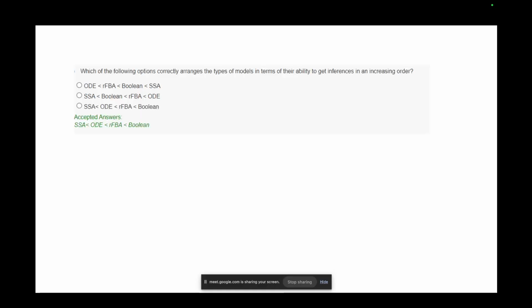So the answer is basically you have maximum for Boolean, then you have RFPA, then you have ODE, then you have SSA. Yeah, so the Boolean model will give you the maximum. RFPA is a similar concept, but RFPA will be getting better than ODE, and finally is the SSA. Okay.